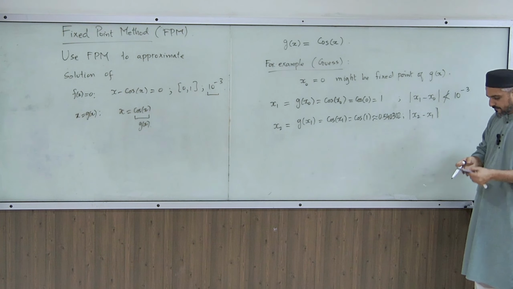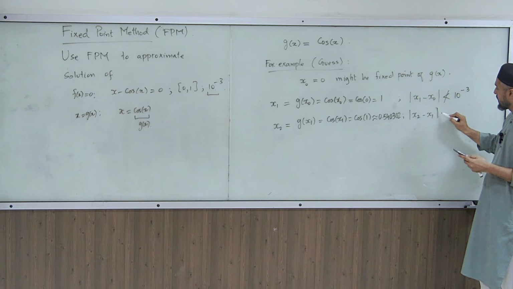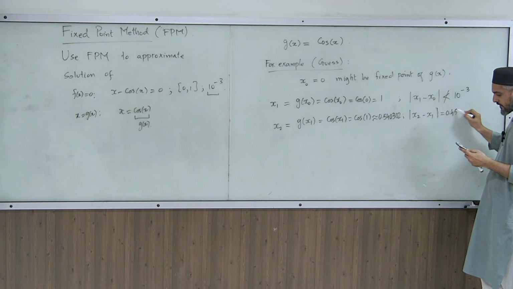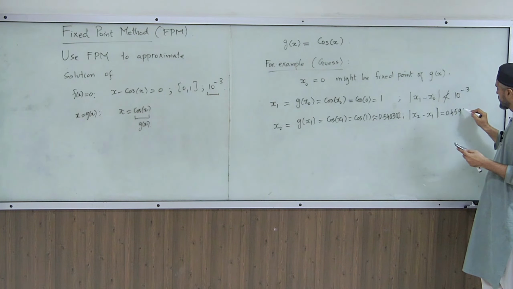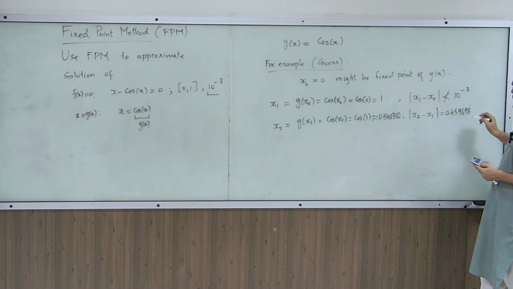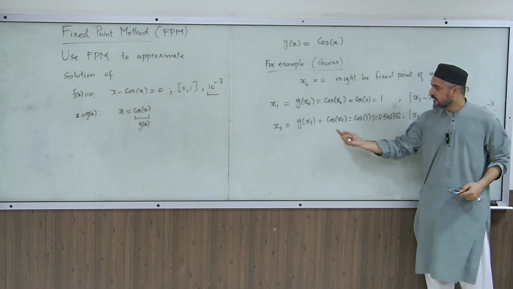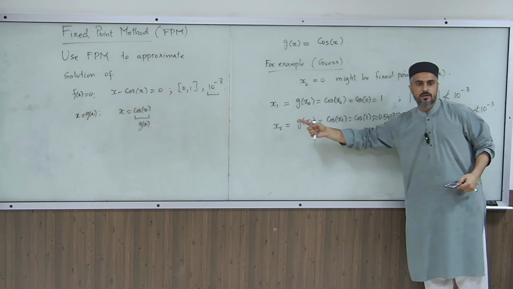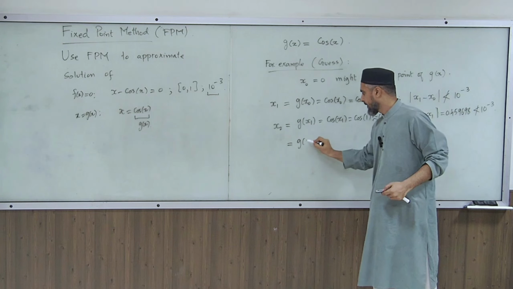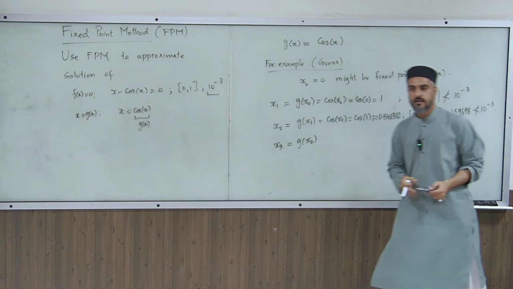By the way, if you subtract this number from 1, which is the input, in absolute terms it is 0.459798, for example, 246. And it is not less than 10 raised to the power minus 3. So if it is not less than that, then I have to carry the updated output, g of x2. Let's calculate g of x2. I'll call this x3.